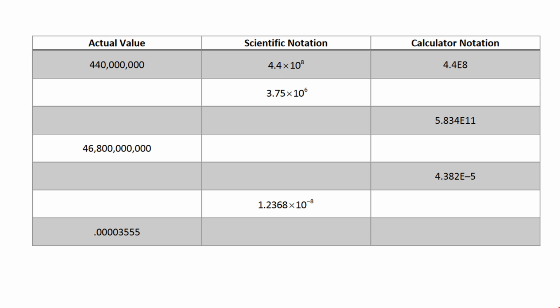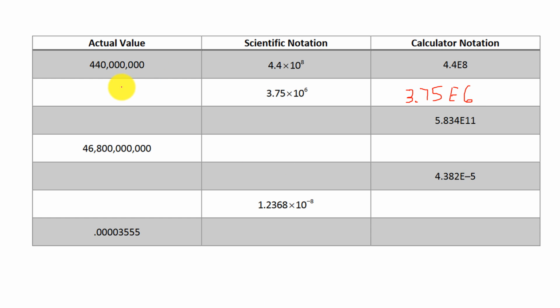Here's our last example for this video. We have a table where we are actually asked to convert the standard, and it's labeled actual value, and then we have scientific notation, and then we have calculator notation or technology notation. So let's begin with the second line. This is 3.75 times 10 to the 6. So the technology output would be 3.75e, and then we put the power, 6.